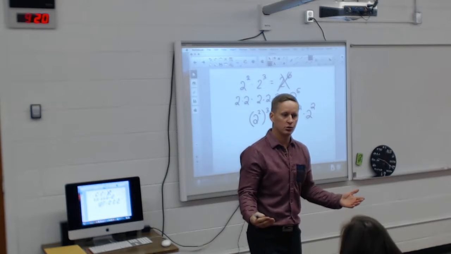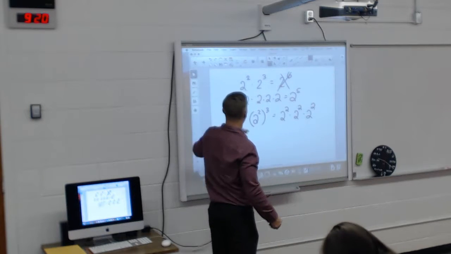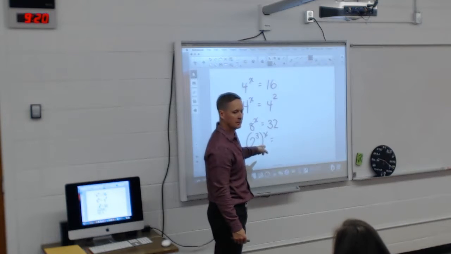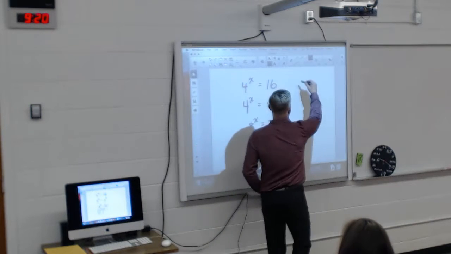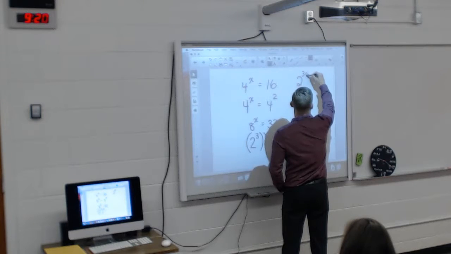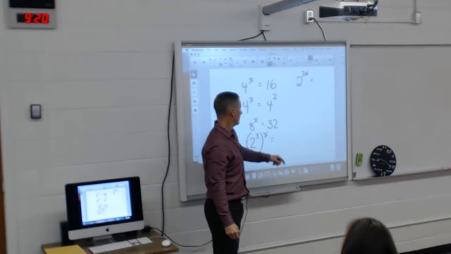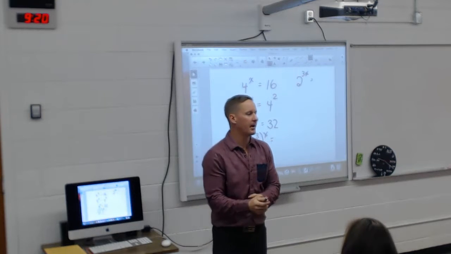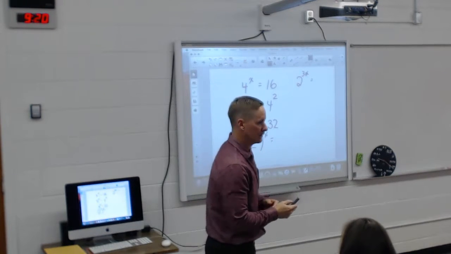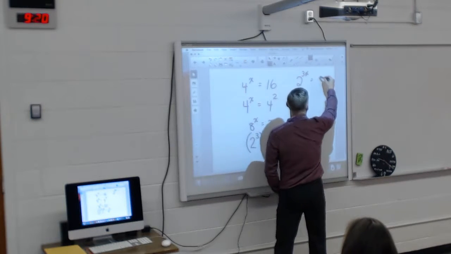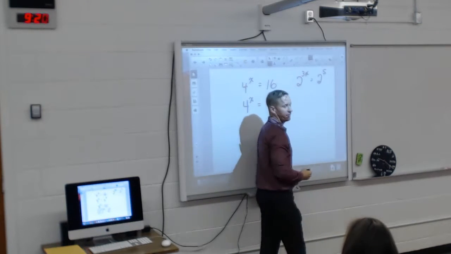Okay? So 2 to the 6. So now let's go back. What do I do with the exponents here? Multiply them. So now that gives me 2 to the 3x. We agree? 32. Can it be broken down to 2 to the power of something? 2 to the power of 5. So now I have common bases, do I not? 2 to the power of 5.